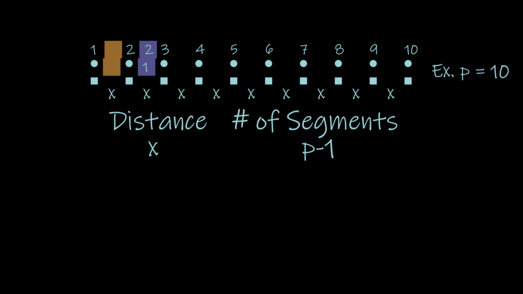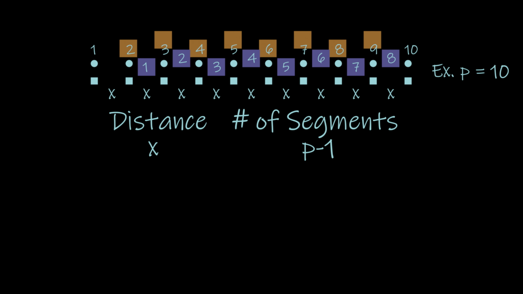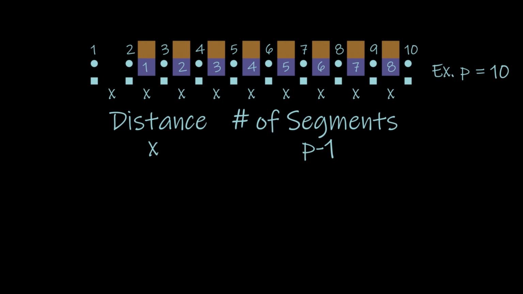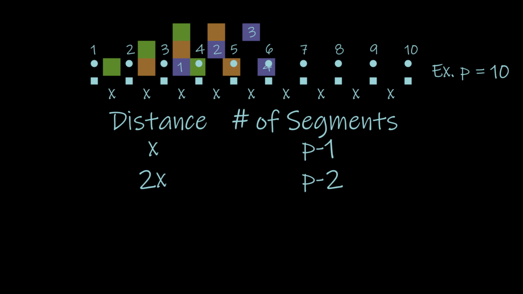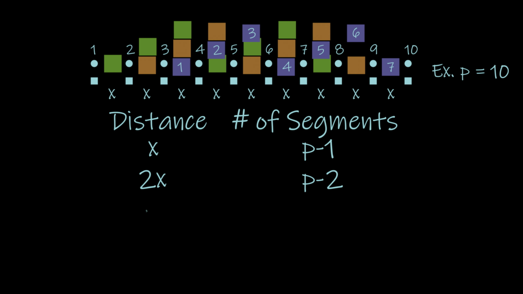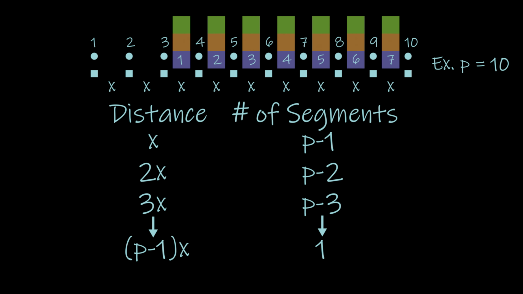Now, let's consider pairs of points that are 2x apart. This means we are looking at pairs that occupy two adjacent segments. We can only start placing these pairs from the second spot up to the p minus first spot, and this gives us that there are p minus 2 pairs of points that have a distance between them of 2x. Following this pattern, for distances of 3x, 4x, and so on, the number of pairs continues to decrease: p minus 3 for 3x, p minus 4 for 4x, and so on, all the way down to just one pair, or a length of p minus 1 times x.